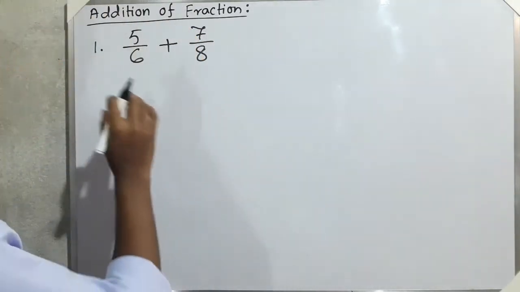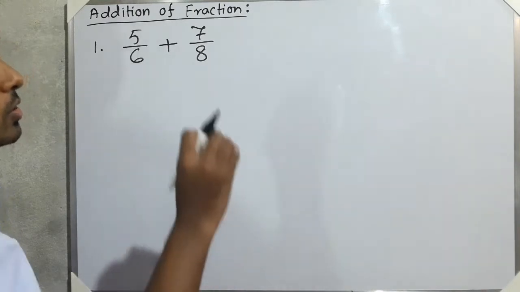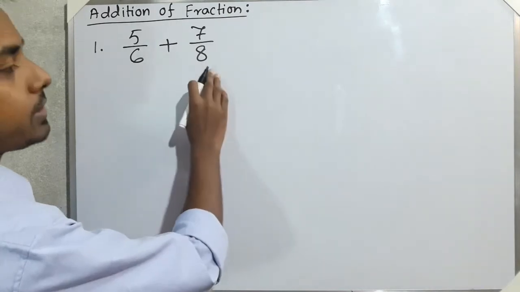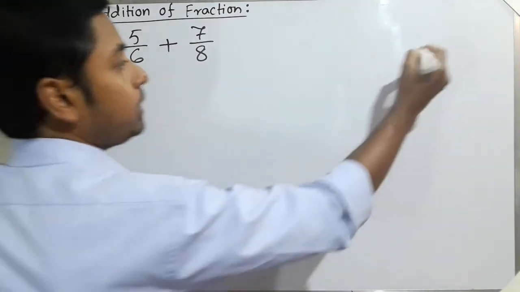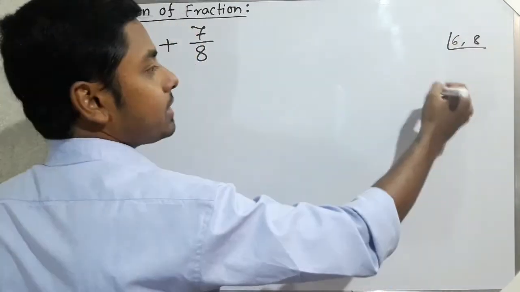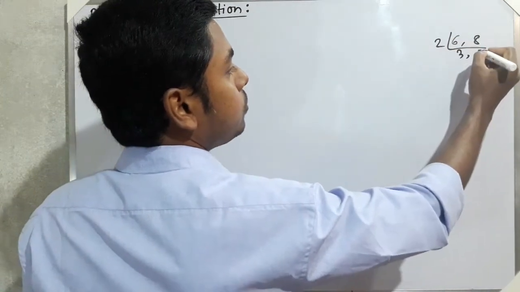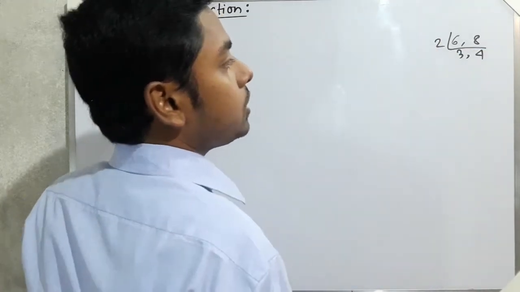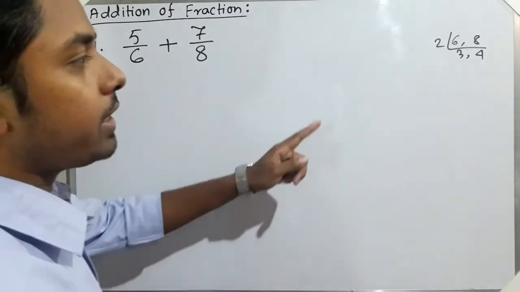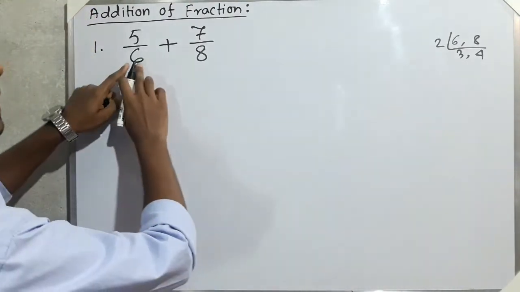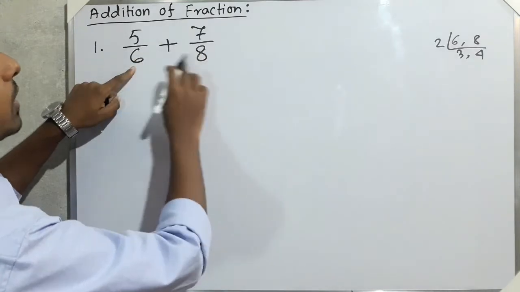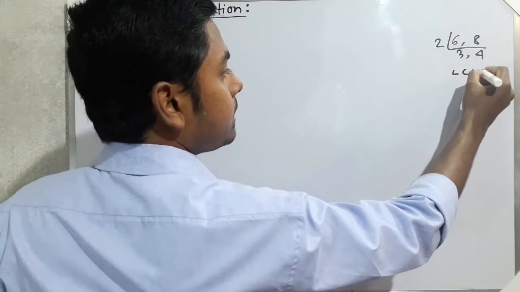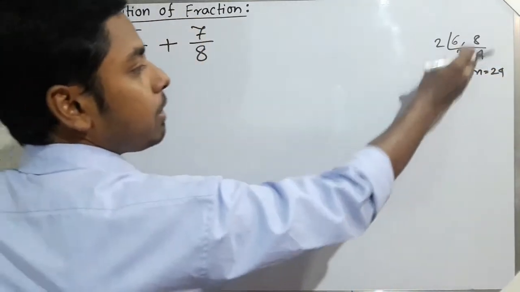Okay, so what is the rule to add these fractions? First of all you have to find out the LCM of the denominators. What is the LCM? 2 3s are 6, 2 4s are 8, 2 3s are 6, 6 4s are 24. So the LCM is 24. We have found the LCM of the denominators of the given fractions, and you have to find this LCM in the rough.